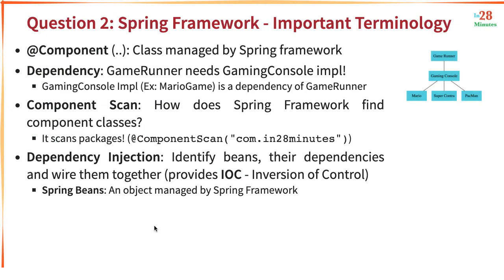There are a few more terminology which you need to remember. One is Spring Beans. A Spring Bean is nothing but an object managed by the Spring Framework. When Spring Framework finds component classes, it goes and creates instances for them. Spring Framework creates an instance of the Mario game. Spring Framework creates an instance of the game runner. These instances are also called Spring Beans. These are beans or objects which are managed by the Spring Framework. The creation of the object, the life cycle, and the destruction of the object, everything is automatically done by the Spring Framework, and that's why these are called Spring Beans.